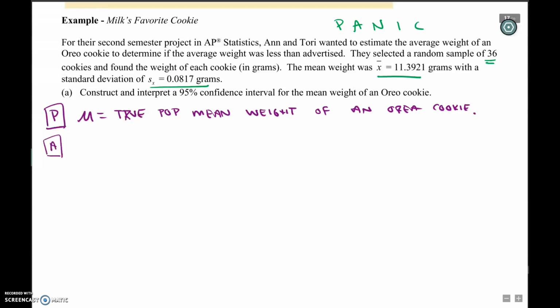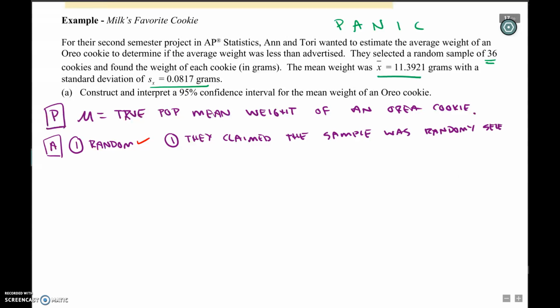Gonna spend some time here. Number one, random. So we're going to check that off, even though, I mean, they said they took a random sample, but of course they probably didn't. They're probably lying to us, but that's okay. They claimed the sample was random. So they claim the sample is randomly selected.